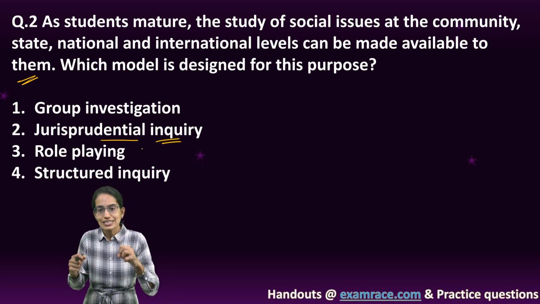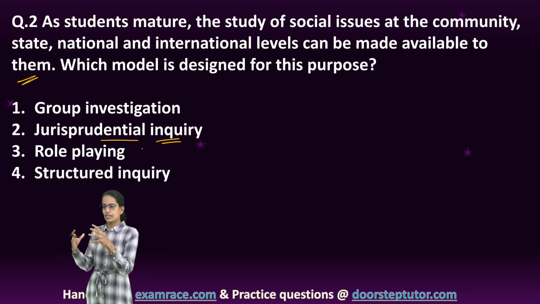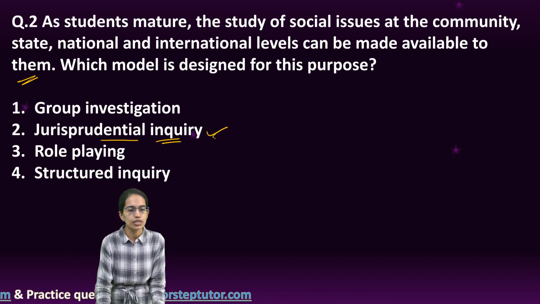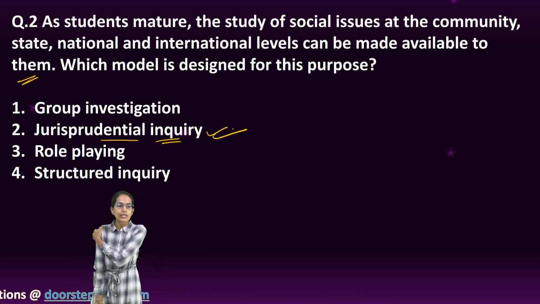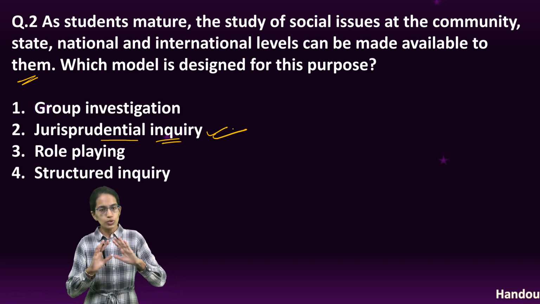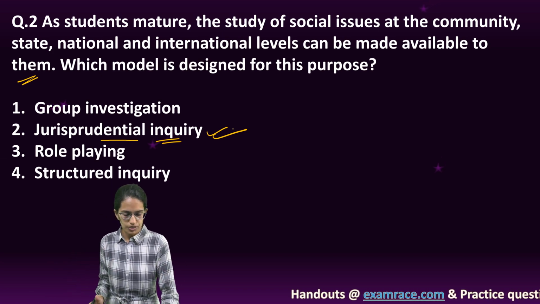So there are certain skills, dialogues which are taken into account. Students are taken into consideration for the same thing. So we call this jurisprudential inquiry. So 2 is the right answer here, right? So in this case, when students mature, the social issues take place. This is because of the jurisprudential inquiry.